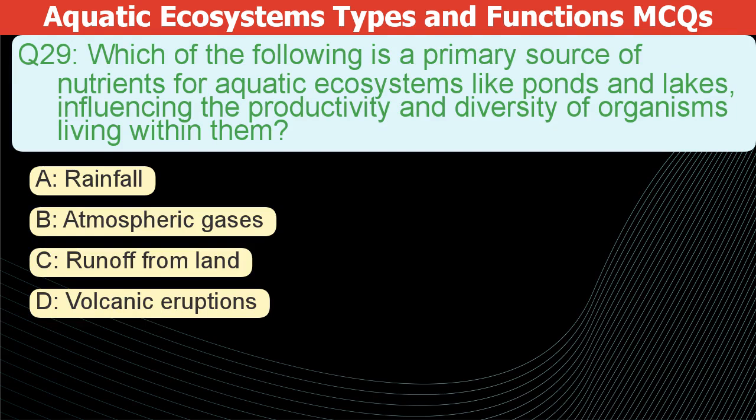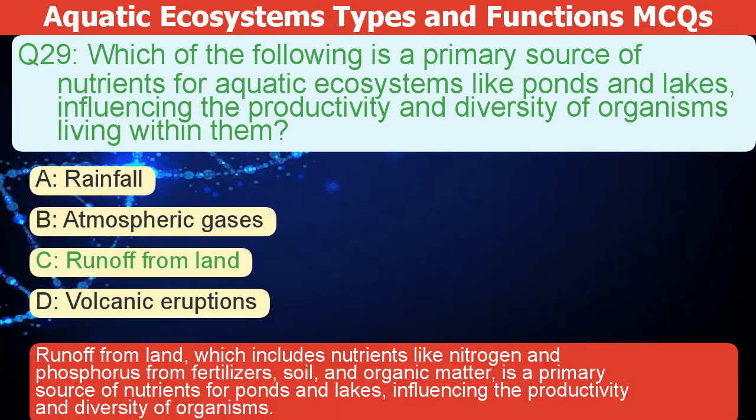Which of the following is a function of mangrove ecosystems in coastal areas? A. Providing breeding grounds for fish and shellfish. B. Acting as barriers against coastal erosion. C. Filtering pollutants from runoff water. D. All of the above. The correct answer is D. Mangrove ecosystems in coastal areas serve multiple functions, including providing breeding grounds for fish and shellfish, acting as barriers against coastal erosion, and filtering pollutants from runoff water.